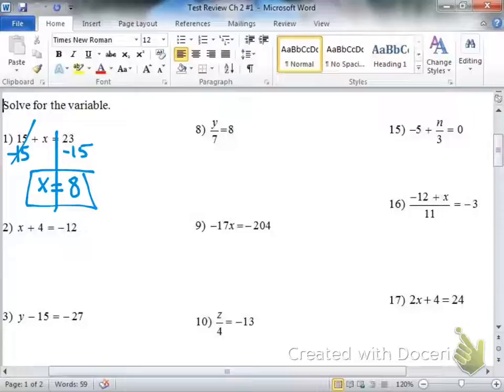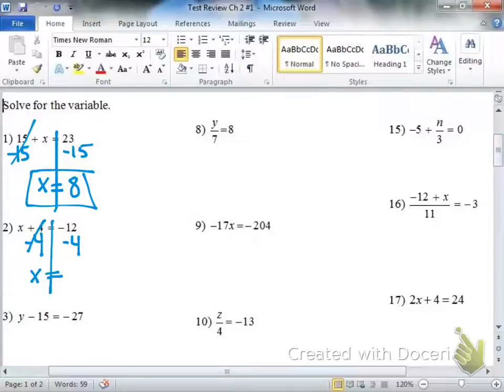All right, number 2, what's bothering our x? The x is not alone because of what? The 4, the plus 4. How do you undo adding 4? You subtract 4 from both sides of the equal sign. Plus 4 minus 4, that gives you a 0. So you can cross those out. You're just left with an x on the left side.